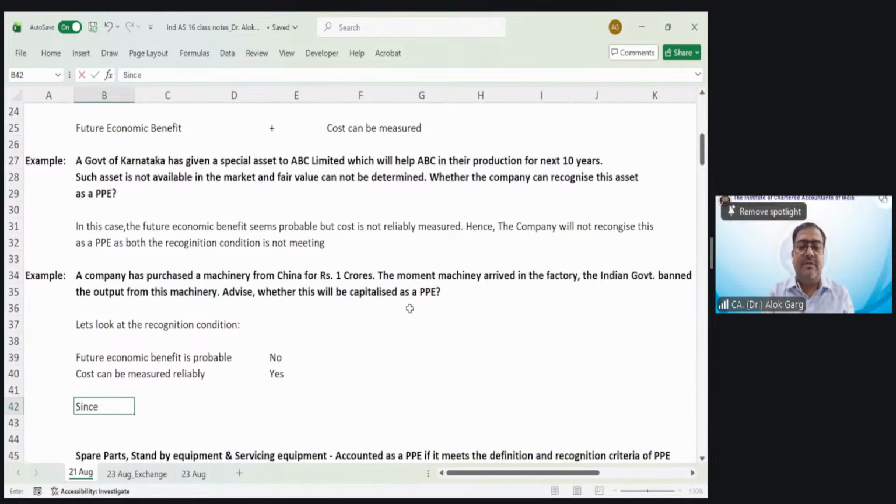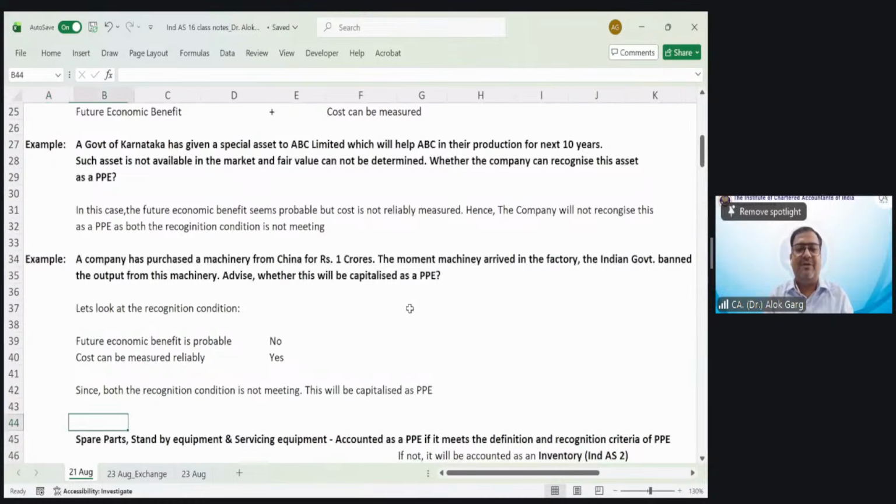So since both the recognition conditions are not met, this will not be capitalized as PPE. Are you happy now? Are you happy or not happy?